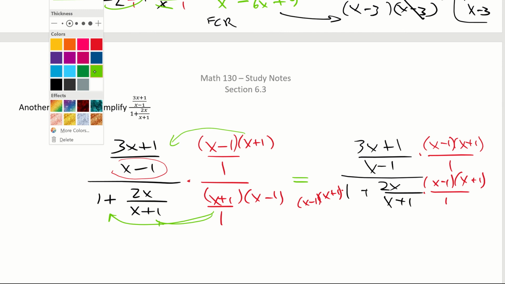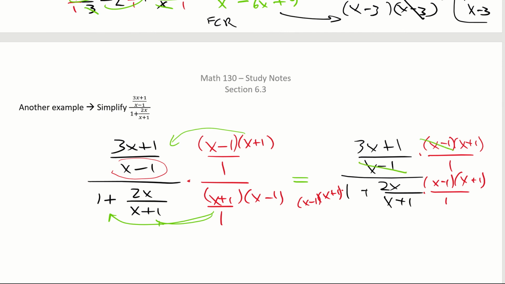Because you get to cancel now. Cancel, cancel. Why? Because you came in with the LCD. Cancel, cancel. Are you kidding me? Yep, that's how it goes. So who survives upstairs? This guy times this guy. See it? So we're going to have 3x plus 1 times x plus 1. Downstairs we have 2x times that guy. So 2x times x minus 1. Does anything cancel there? I don't think so. You know what? We're done.